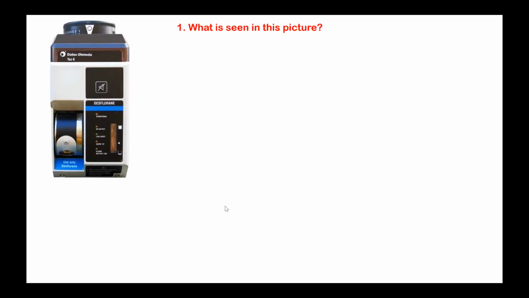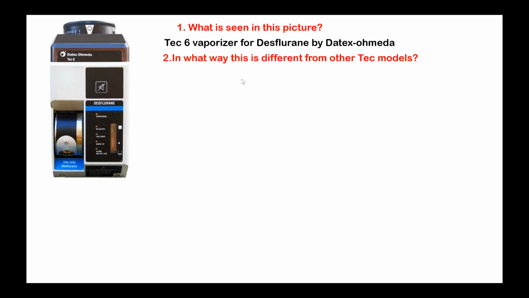What is seen in this picture? Desflurane vaporizer. Tec 6 vaporizer, sir. That's by Datex Ohmeda company. There are so many companies which are manufacturing. So if the name of the manufacturing company is visible, you have to write that also. In what way is this different from other Tec models?